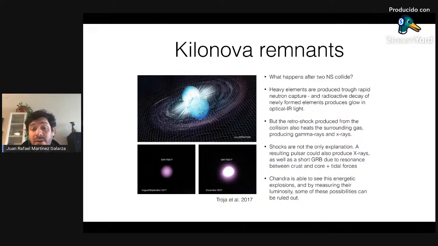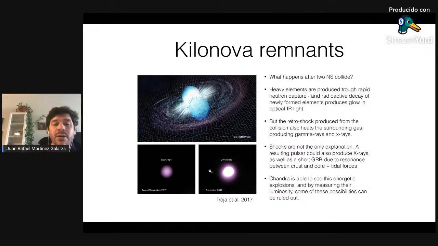However, shocks are not the only possible explanation. Maybe the result of this collision is a pulsar, and pulsars can also produce X-rays. Or perhaps there is some kind of resonance between the crust and the core of the resulting object, and this produces a huge burst of gamma rays, which are also typically accompanied by X-ray emission.